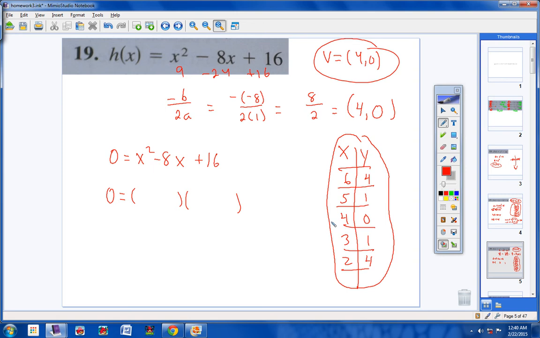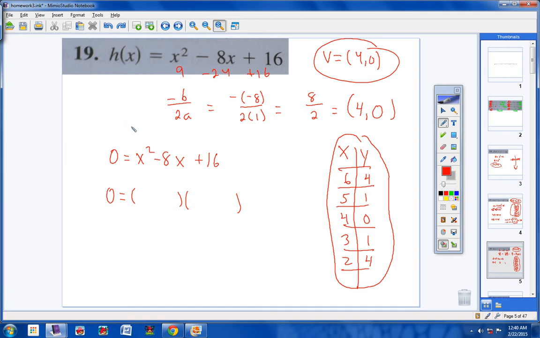But look, I already found the x-intercept over here. When I put a 0 in for y, what did I get out? 4. So the vertex is actually the x-intercept where the graph lies. But we'll go ahead and finish this over here. I have no problem doing that.